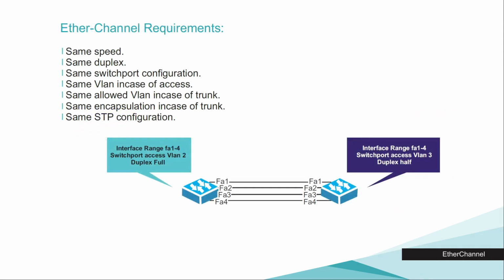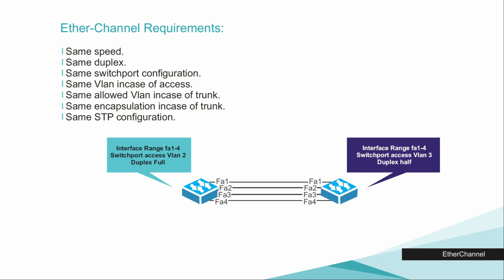In order to configure the Etherchannel in our network, there are some requirements for the interfaces that will participate in the Etherchannel. The first thing is the same speed. We cannot configure the Etherchannel with a FastEthernet interface on one side and a gig interface on the other side, for example. So the interfaces have to have the same speed.